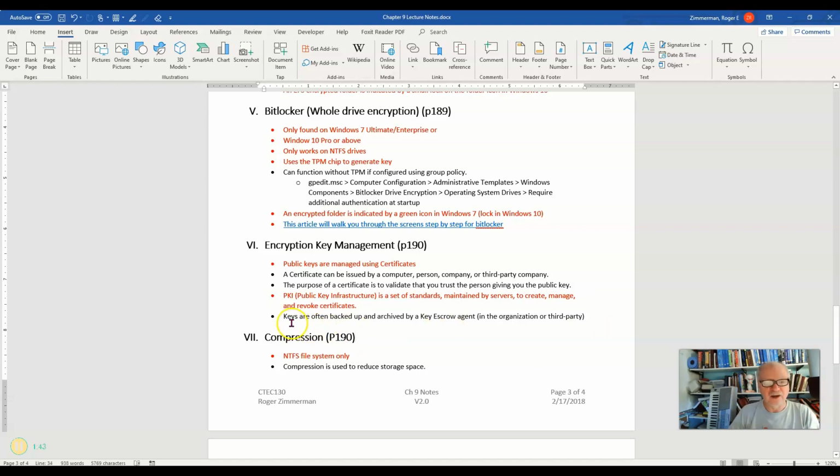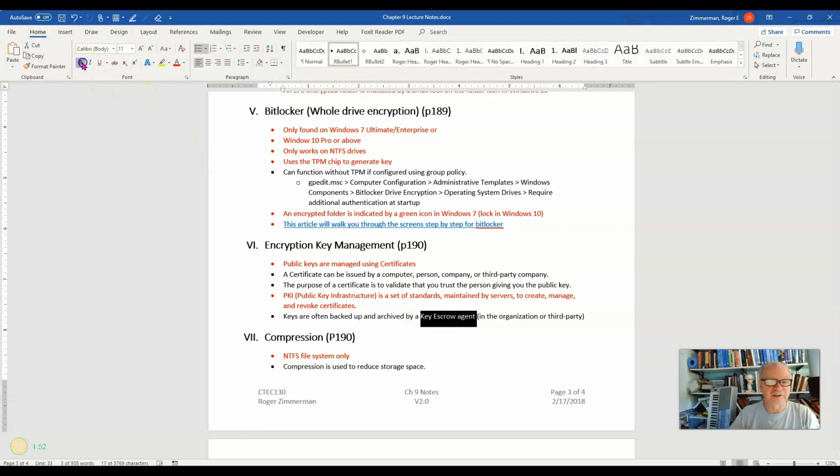By the way, it is not uncommon in the workplace for keys to be backed up and archived by somebody called a key escrow agent. So you probably should know that term, a key escrow agent. Somebody in the organization who is responsible for maintaining keys, taking care of the certificate authorities, and doing their interaction with them, and so on.